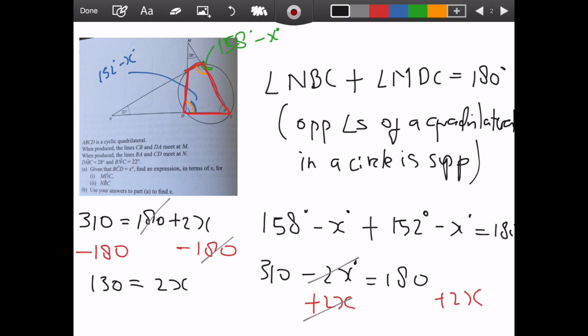Now you want to find out what is x, right? So you divide by 2 on both sides, right hand side and left hand side, you get what is x. Okay, so x is equal to 65 degrees, right? 65 degrees. Okay, nice. So x is 65 degrees.